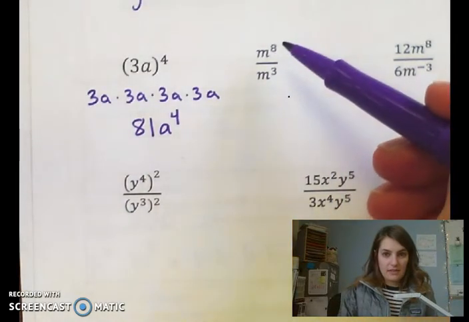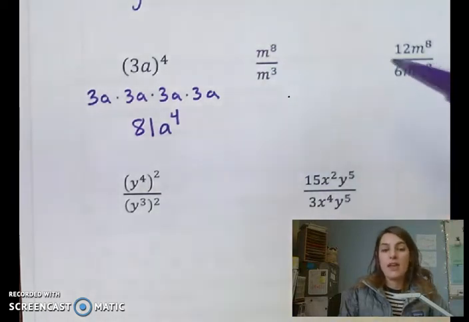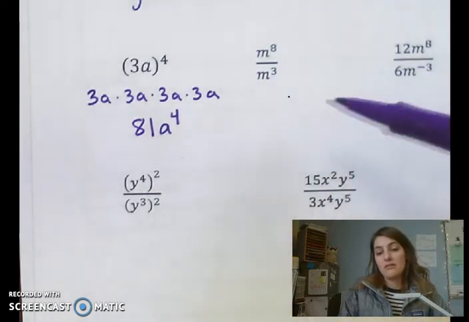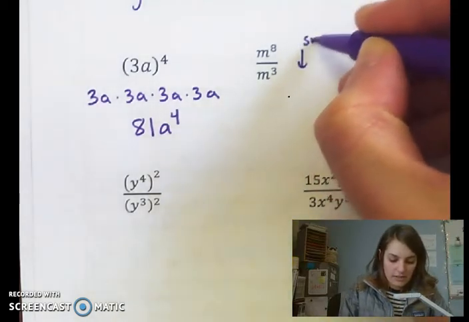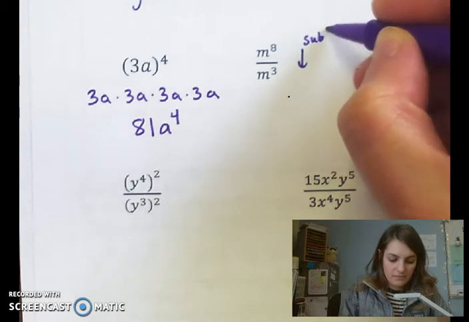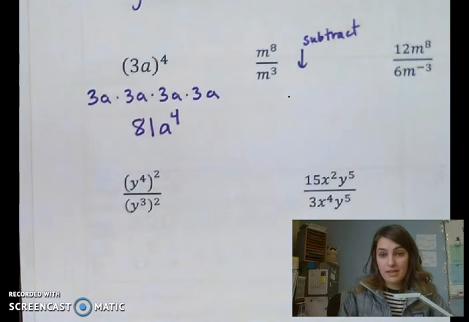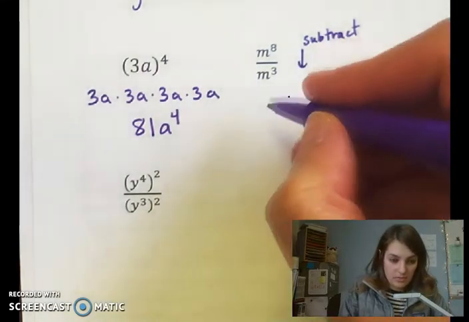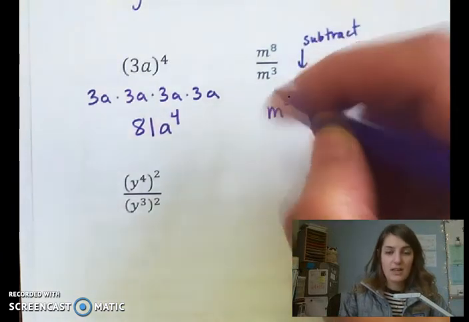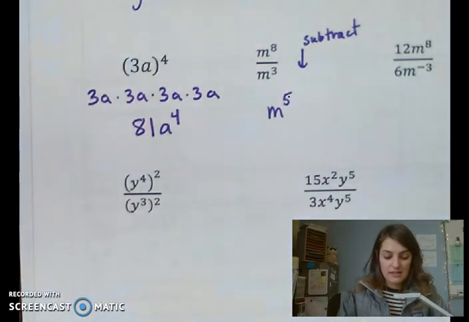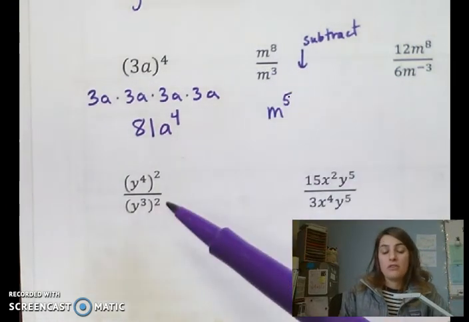m to the 8th divided by m to the 3rd. I could write this out with 8 factors of m in the top and 3 in the bottom, but we just learned from our rules that we're going to subtract them, and we always subtract them from the top to the bottom. So this is going to be m to the 5th, because 8 minus 3. Another way to think about it is 3 in the bottom are going to cancel with 3 in the top, which is going to leave you with 5 in the top.